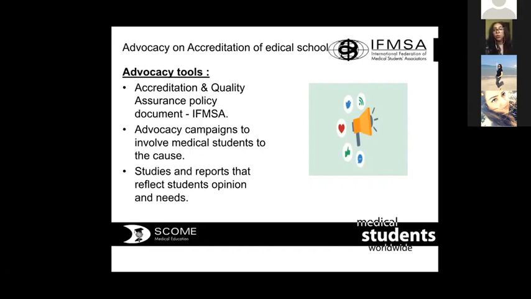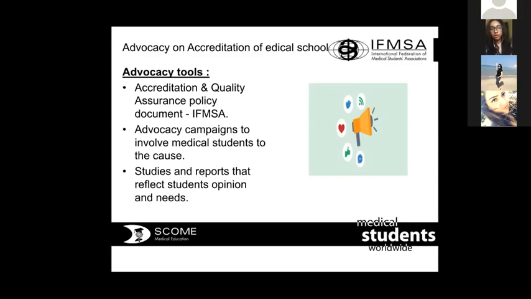Maybe we can do posters, videos, photo sessions, or corners in the university to talk more about the issue and to grab the attention of the teachers about the accreditation process. And also we can do an advocacy campaign for the students in the universities to involve more medical students to understand accreditation and also to join us in advocating to the dean.